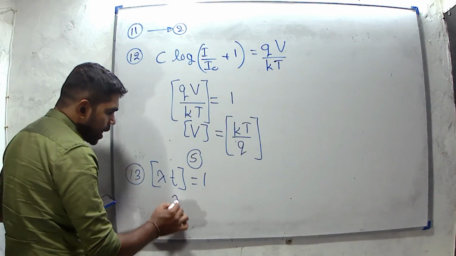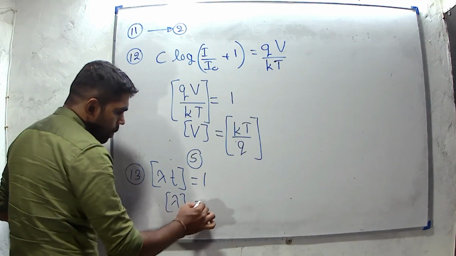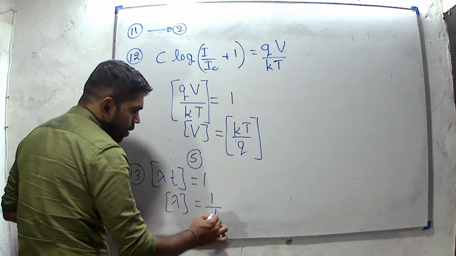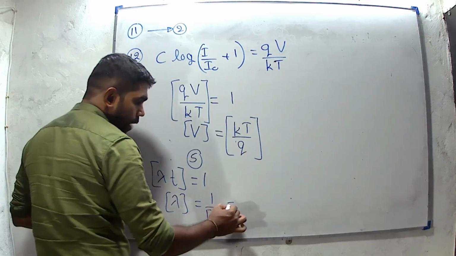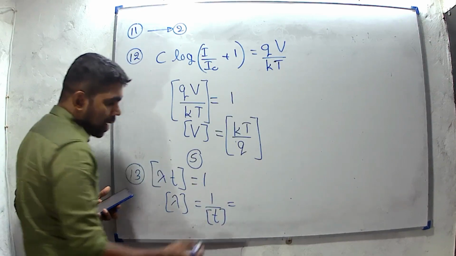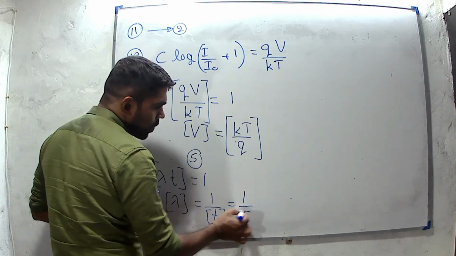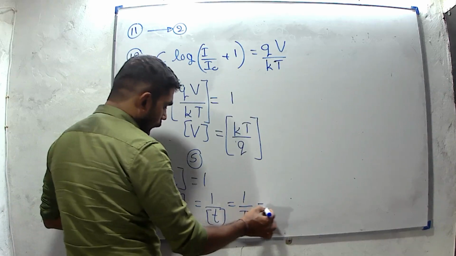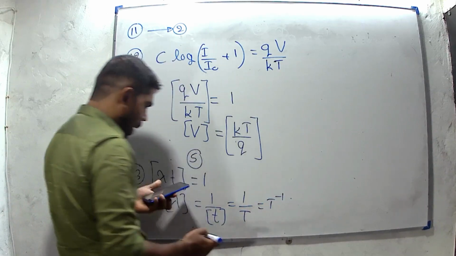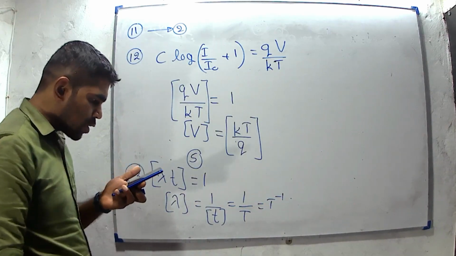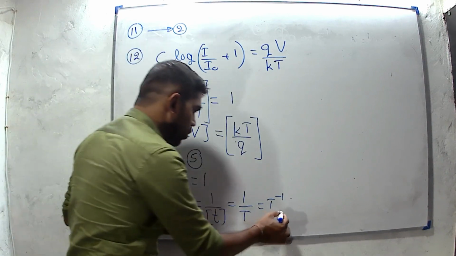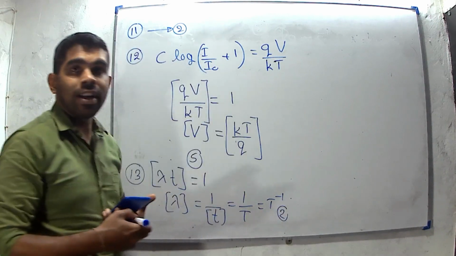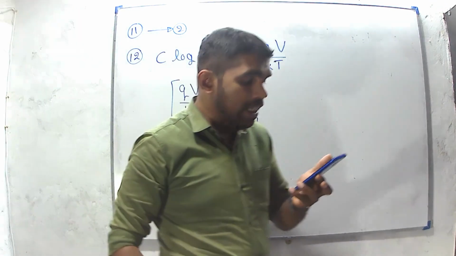Then we can make lambda the subject. The dimensions of lambda should be equal to 1 over the dimensions of t. T is the time. Therefore we can substitute capital T as the dimensions for time. Then the answer should be T to the power minus 1. T to the power minus 1 is the second answer. Then the second one is the correct answer for question number 13.